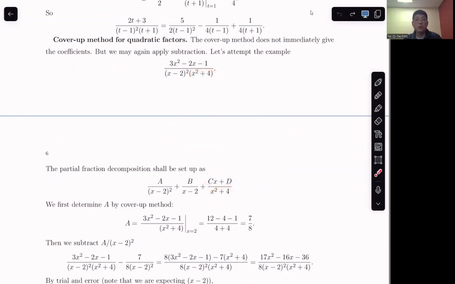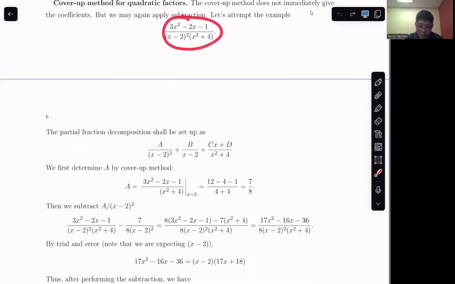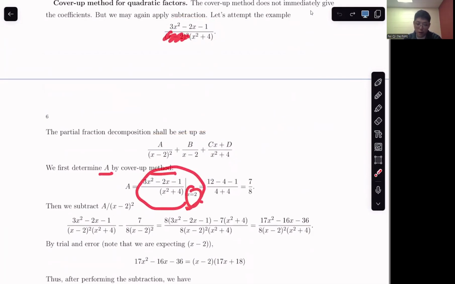Okay, so then as what we previously did, these two guys are the same. At the very least, we can determine a by the cover-up method. So we cover out x minus 2 squared and evaluate at x equals 2. That way you get an expression for a. Then calculate it out, you just get 7 over 8. Let me just skip the arithmetic over here. You could perfectly do it by yourself.